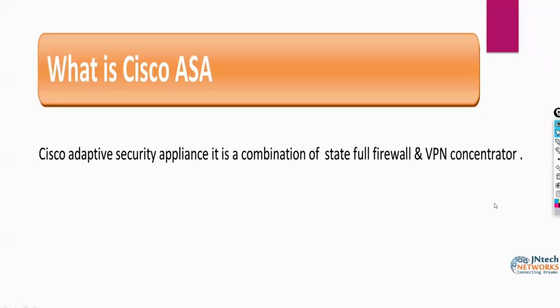So what is Cisco ASA? Cisco ASA stands for Adaptive Security Appliance. The Cisco ASA firewall device is called Adaptive Security Appliance. It is a combination of a stateful firewall and a VPN concentrator.